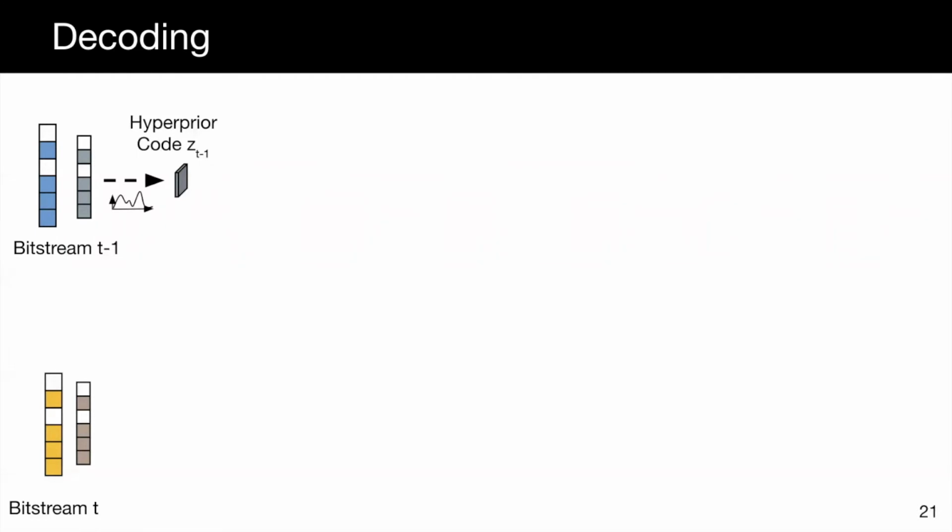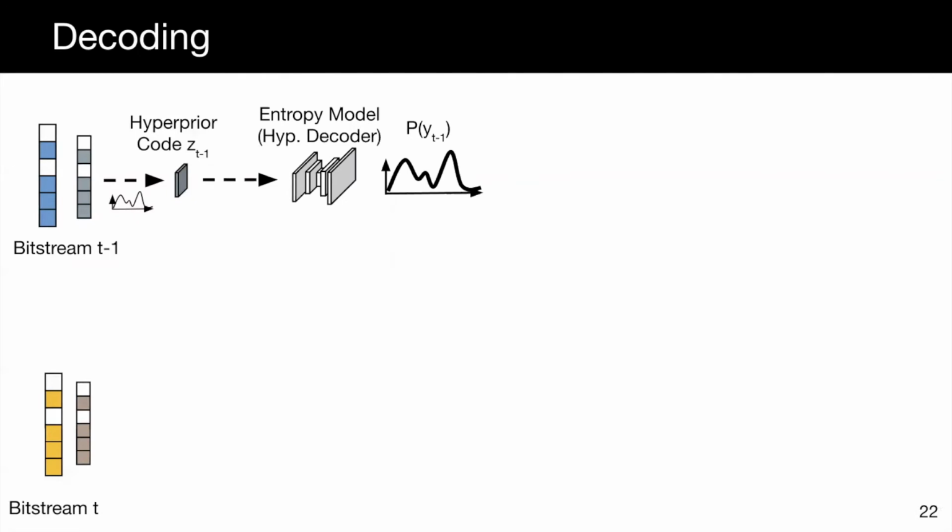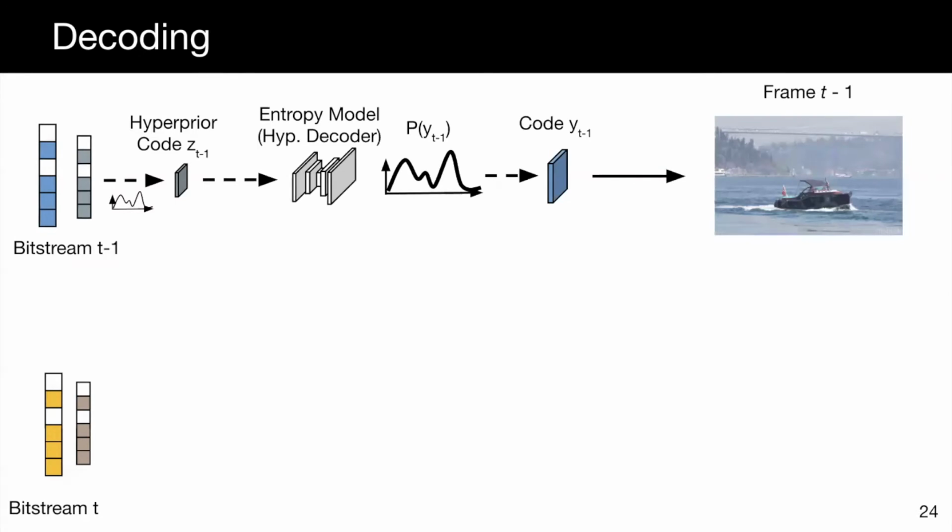We feed this hyperprior code into our entropy model to recover our prior probability distribution on the code bit stream in order to recover the image code yt-1. This latent code is then fed through an image decoder to obtain our reconstructed image at time t-1.